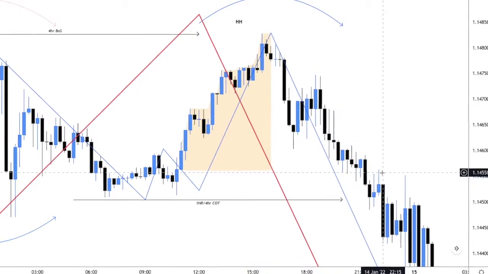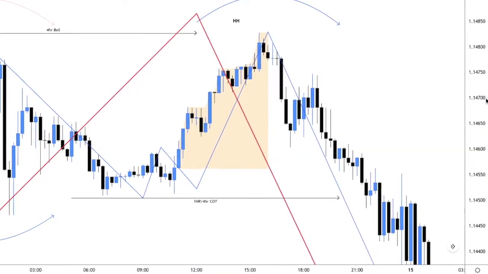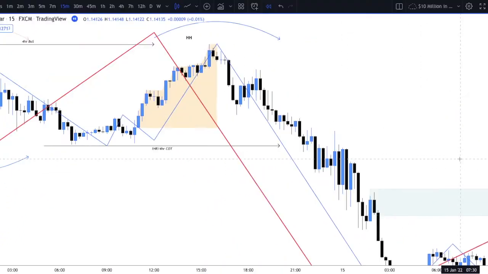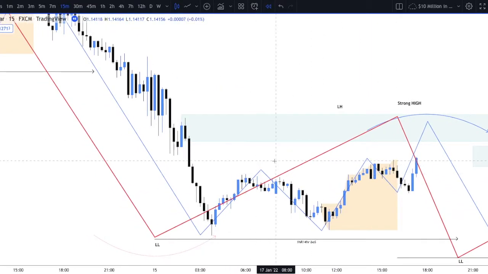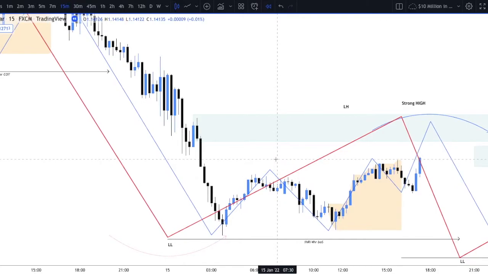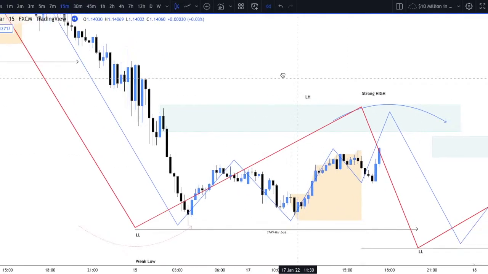So it's very, very basic, and it's the same principles. That's what you need to understand. It's the same on the 4-hour. It's the same on the 1 hour. Same on the 15. However, we use the 15 for calculated risks to get into high probability areas.